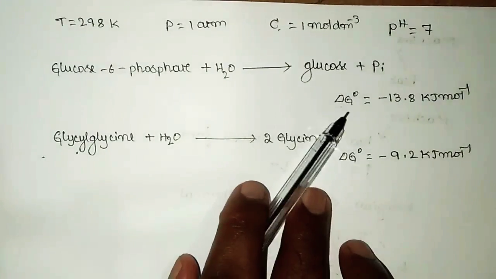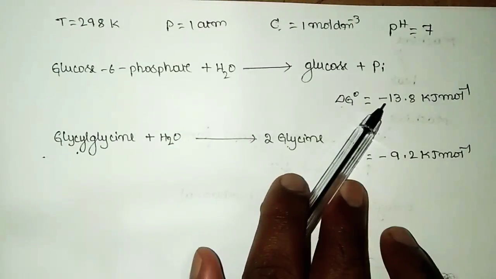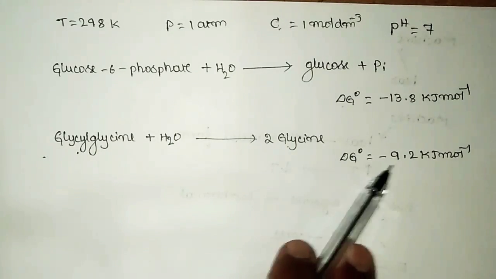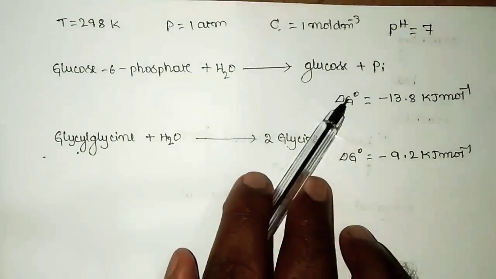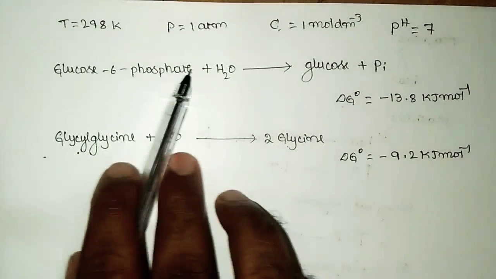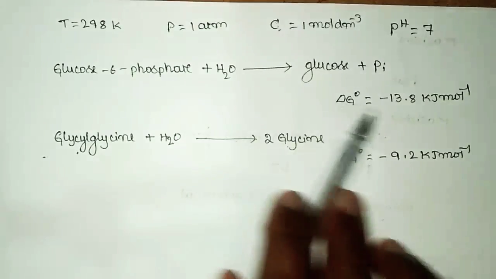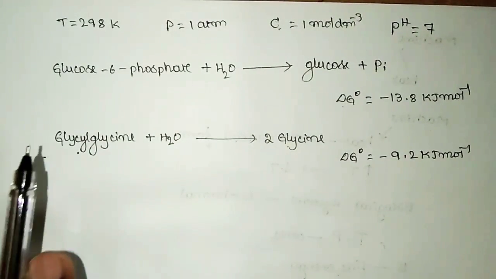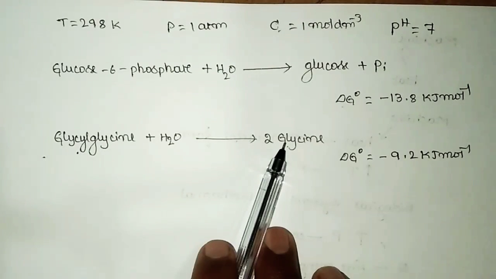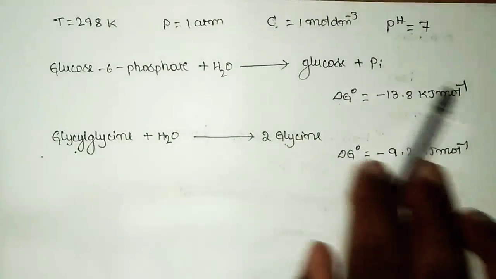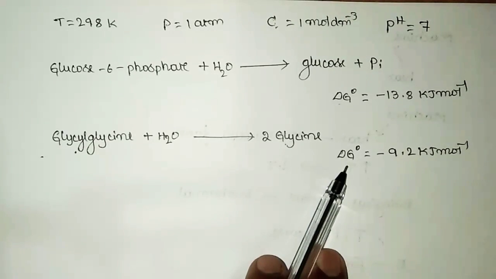You can notice for this reaction, the delta G naught value is minus 13.8 kilojoules per mole, and for this it is minus 9.2 kilojoules per mole. So this is more negative compared to this one. So the hydrolysis of glucose 6-phosphate to give glucose is thermodynamically more favorable compared to the breaking of a dipeptide to produce a simple amino acid molecule. So these things can be said by looking at the delta G naught values.